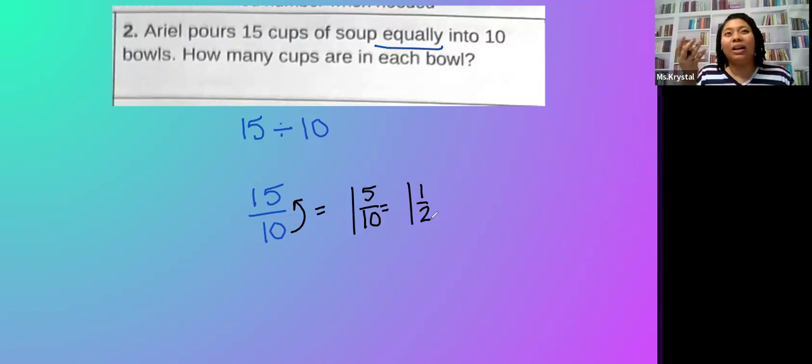And if you don't know what you were solving for, just look back at the "what is" or "how many" question that usually falls at the end. This one says how many cups are in each bowl. 1 and 1/2 cups are in each bowl. That's how we figure out what we're talking about.